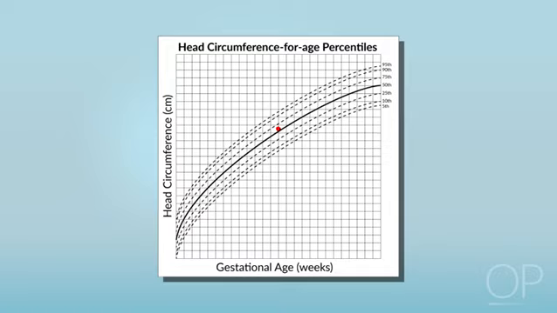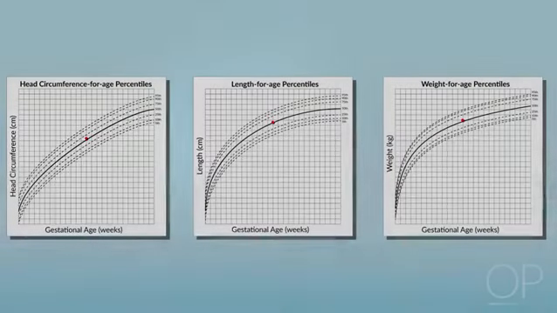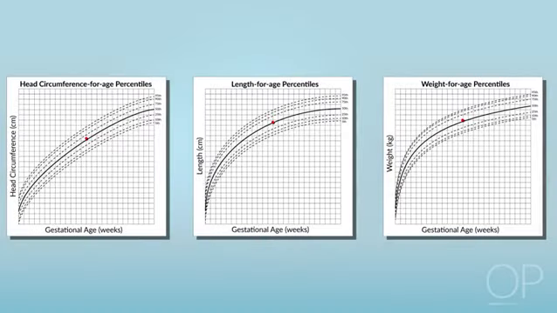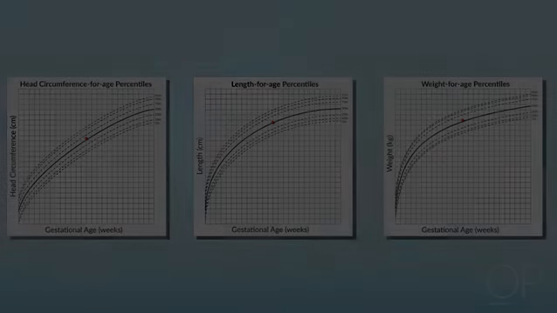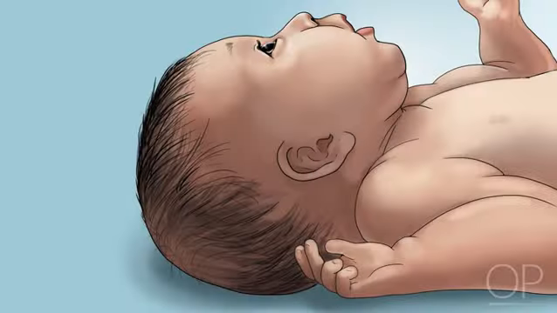The head circumference should be in the average range for infants of the same gestational age and also fall approximately in the same percentile as the infant's length and weight. Next, what is the shape of your patient's head?